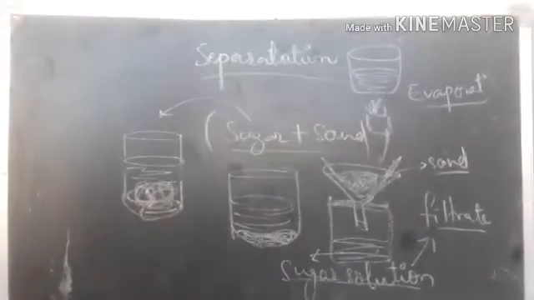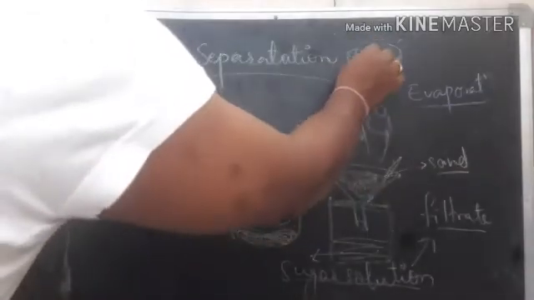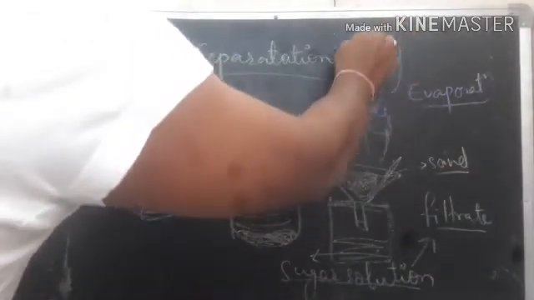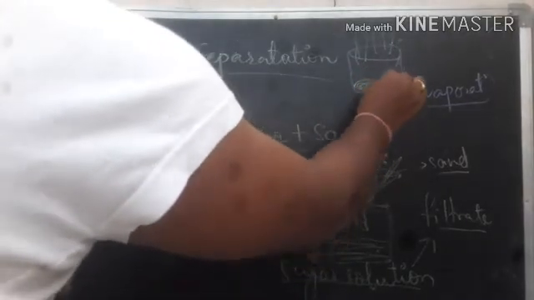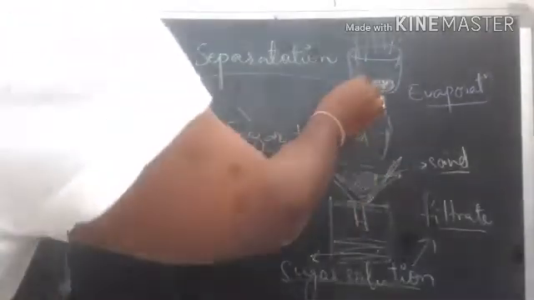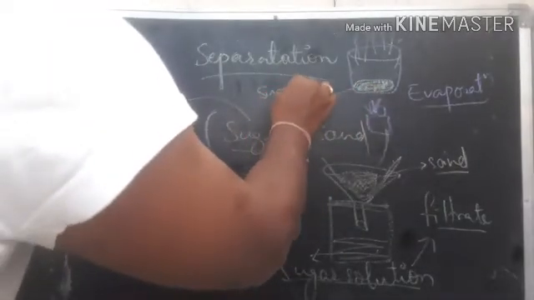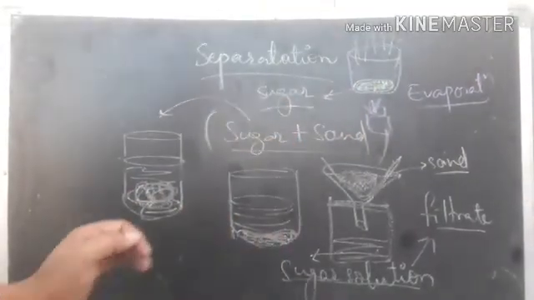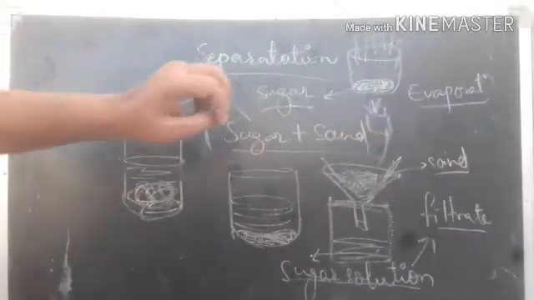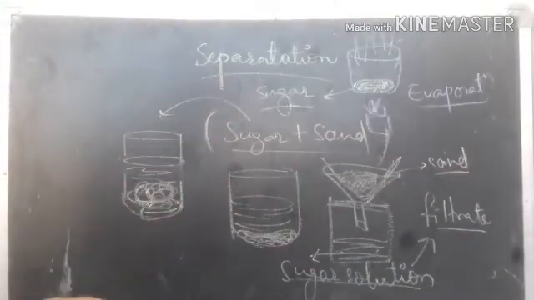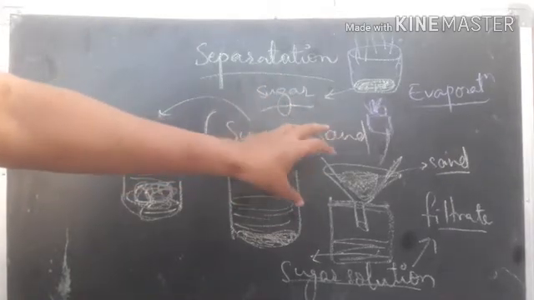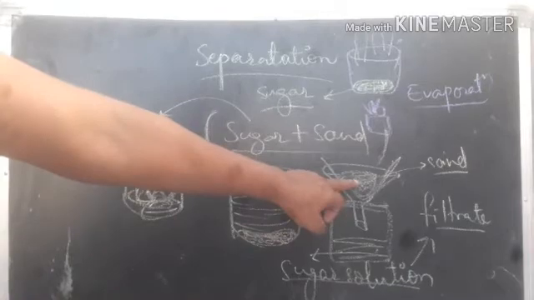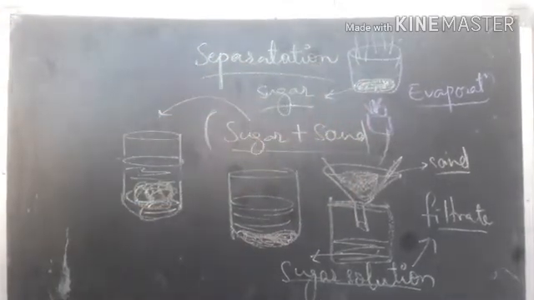So what happens in evaporation? Simply when you boil the sugar solution, the liquid portion, that means the water, evaporates and finally the sugar crystals remain at the bottom of the vessel. So these are sugar crystals, pure sugar. So we separated sand and we separated sugar. What kind of methods did we use here? We used two separation methods to separate the mixture. Number one, filtration method. Number two, evaporation method.